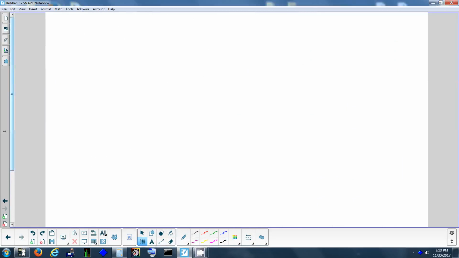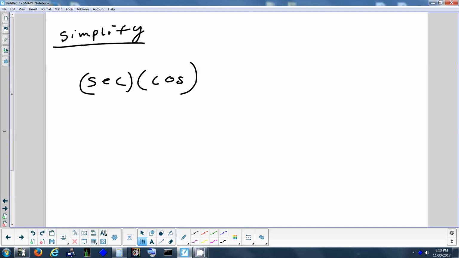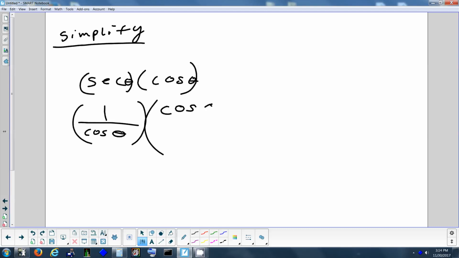All right, so let's look at a trig identity. Let's try secant times cosine. So the trick that I explained to you guys in class was to change everything that's not a sine or a cosine into sine or cosine. So how can you rewrite secant? 1 over cosine. And cosine already is a sine over cosine. It's cosine. So I'm just going to leave that as cosine, but make it a fraction.